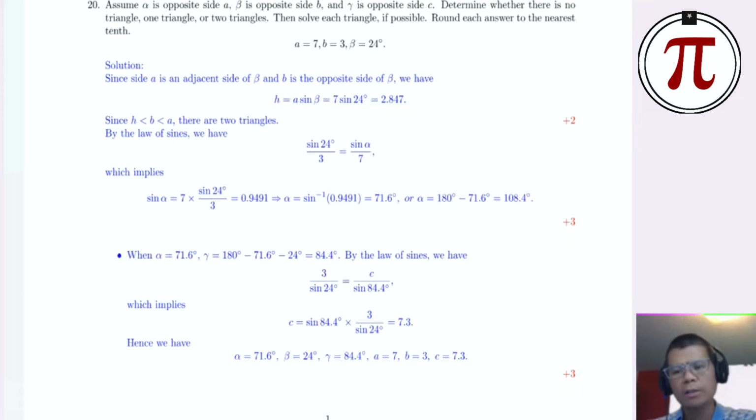Now, firstly is the angle. Now this angle is beta, right? The opposite side is B. And A is going to be an adjacent side, it's one of the adjacent sides, right? So A is 7 here. So beta is the angle, 24 degrees, and B is the opposite side, right?